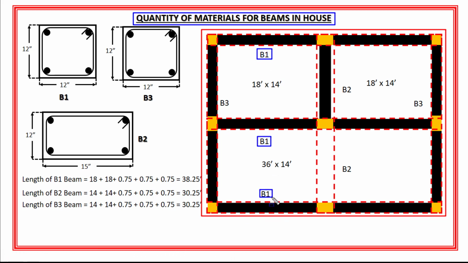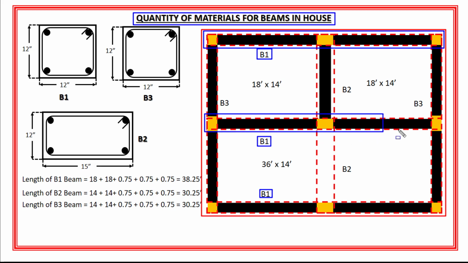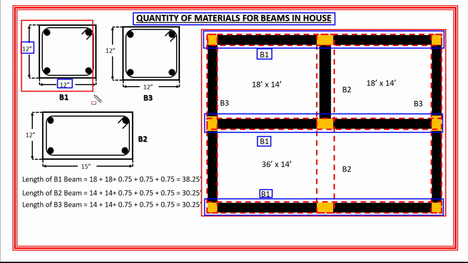As you can see, one B1 beam is provided along the full length of this wall. One B1 beam is provided along this wall. One B1 beam is provided along this wall, right? Also the size of B1 beam is 12 inches by 12 inches, which means that the width and height of B1 beam is 12 inches.